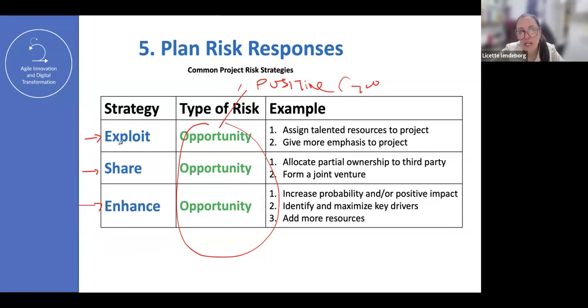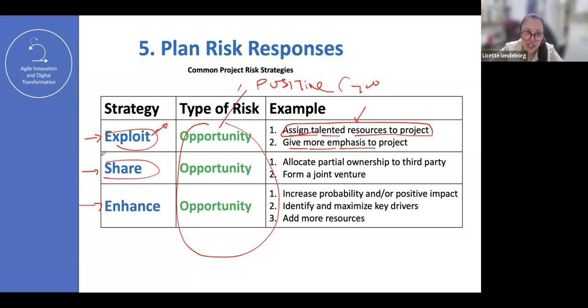Some examples of exploiting would be assigning talented resources to the project, putting the better team on the more valuable sales actions. We need to sell this in the market. So I'm going to put my best seller in my company on it, so that it's exploiting. It's optimizing the probability. It's maximizing the benefits. So it's giving more emphasis to the project.